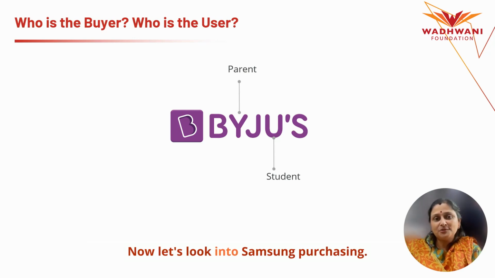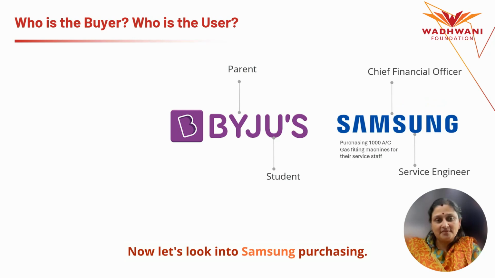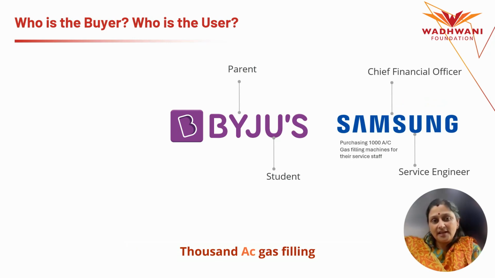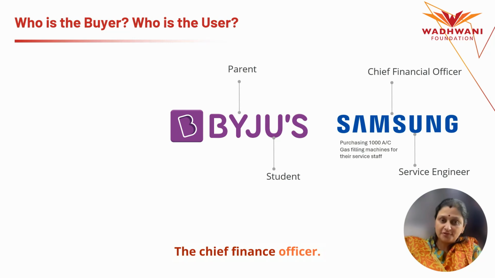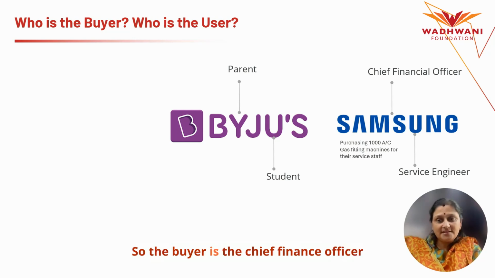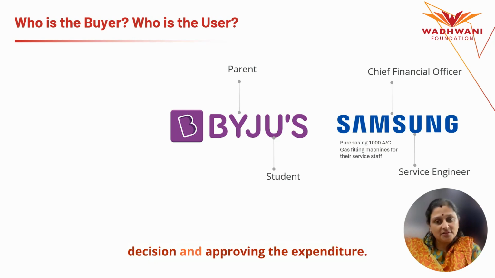Now let's look into Samsung purchasing 1,000 AC gas filling mechanics for their service staff. Who buys on behalf of the company? It is the decision maker. Who is the decision maker here? The Chief Finance Officer. So the buyer is the Chief Finance Officer who is making the purchasing decision and approving the expenditure. The user, however, is the Chief Engineer.